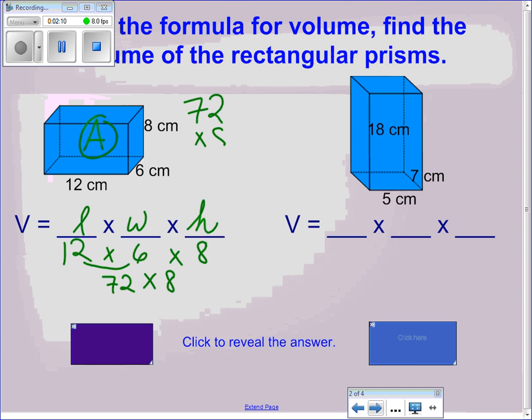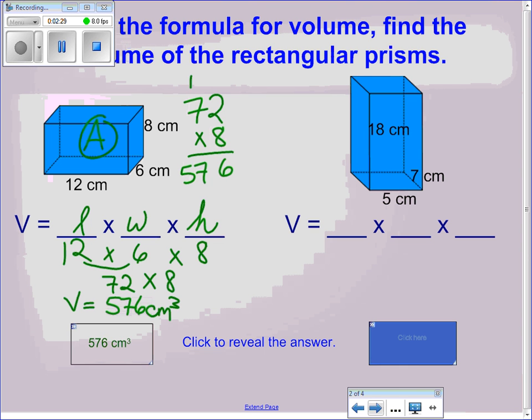72 times 8 is 576. So our volume is 576 centimeters cubed, or cubic centimeters. Let's see if we're correct. And we are. Prism B is for you.